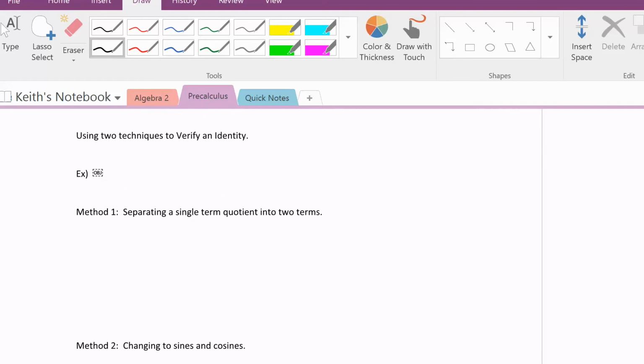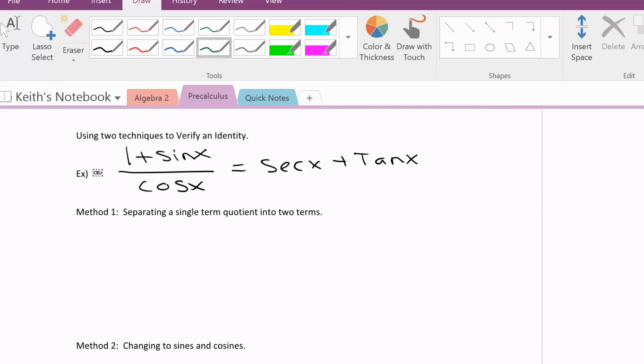All right. There's a couple different ways to do certain problems. For example, if I have this identity, 1 plus sine x over cosine x equals secant x plus tangent x. So the first way is to take the left-hand side and see this single term quotient, separate it into two terms. For example, 1 plus sine of x over cosine x could be 1 over cosine x plus sine over cosine x, like that.